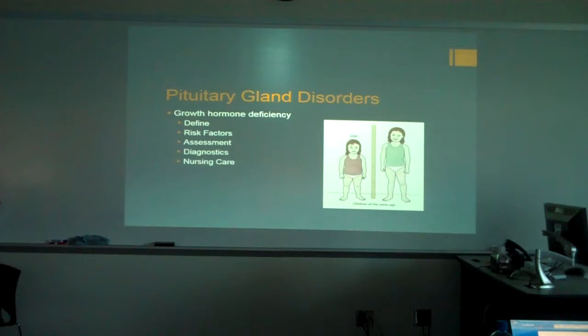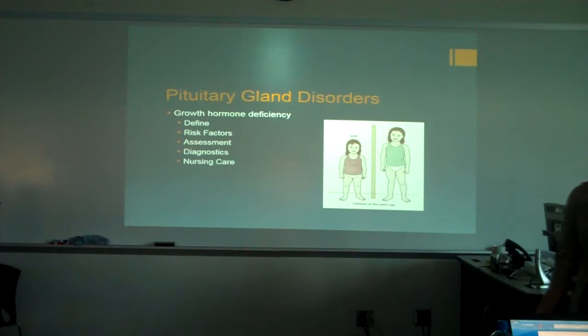Assessment would be if the child is short, obviously. And this is usually seen by age 2. Diagnosis is done from lab work, CTs and MRIs, and growth measurements. These kiddos get injections of growth hormones. They're sub-Q injections 6 to 7 days a week until the bone matures, which is usually after puberty.